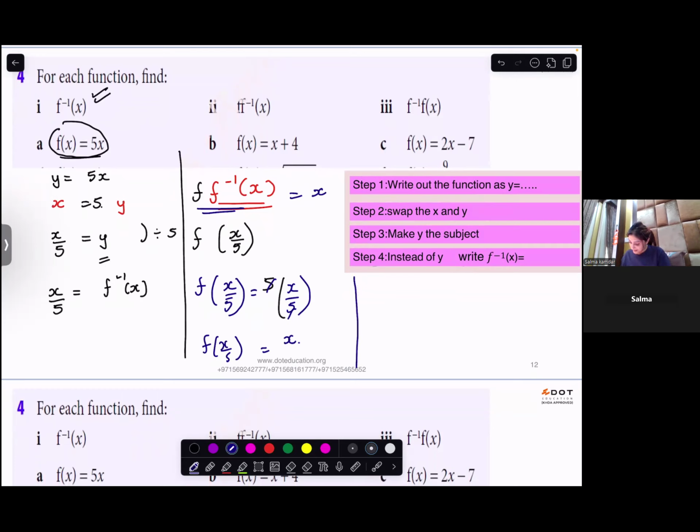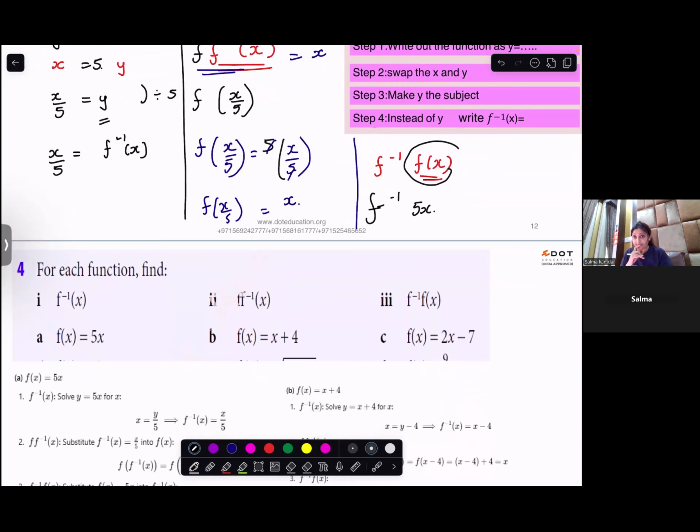Now I go to the next one. I have to find f inverse of f of x. Okay, now if I have to find f inverse of f of x, just substitute what I have. That means I have to find f inverse of f of x. f of x is 5x. So I have to find f inverse of 5x. f inverse of 5x will be what?